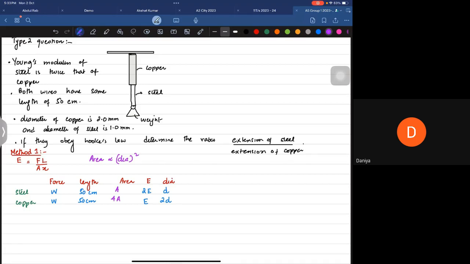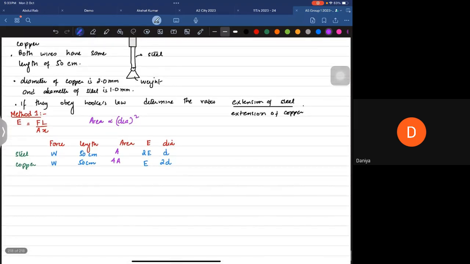Once you have filled the table, we need the extension of this, right? So we're gonna write what do we need? Extension of steel, which is given by, according to the formula, force in steel times length of steel divided by area of steel and Young's modulus of steel. An extension of copper is force in copper times length of copper divided by area of copper and Young's modulus of copper. Get it? What do you need to do? You need to find the ratio. So we're going to divide the two equations together to find the ratio.